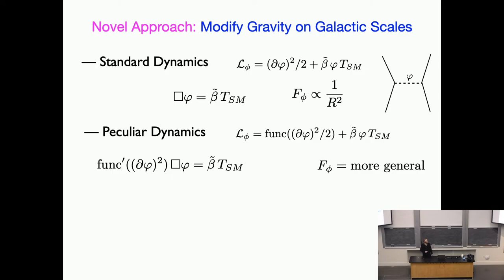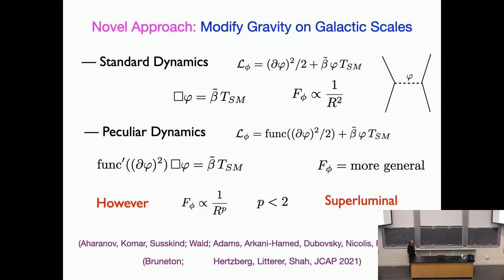And indeed, you can show that if you want a force law that goes like 1 over r to the p with p less than 2, such as p equal to 1 for Mondian dynamics, that's precisely the regime where perturbations propagate faster than c.